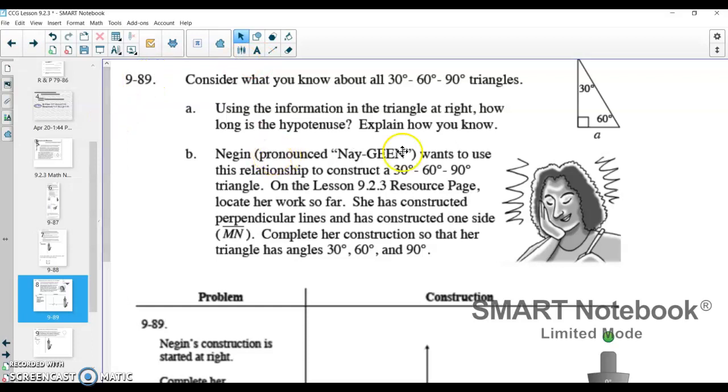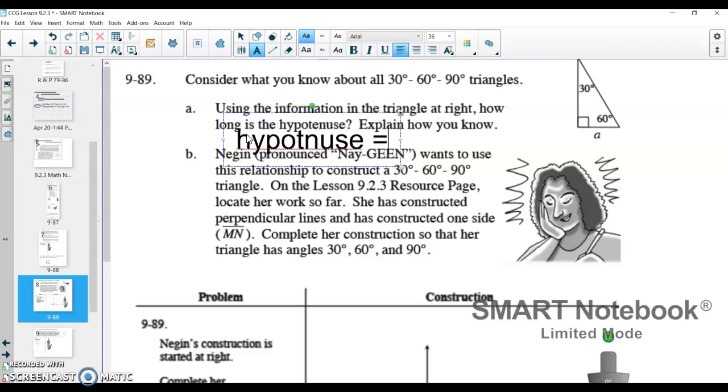That relationship is that the side across from the 30 is the short side, across from the 60 is the short side times the square root of 3, and across from the 90, the hypotenuse, is 2 times the short side. So for this problem in A, the hypotenuse would equal 2 times A, because in a 30, 60, 90 triangle, our hypotenuse is always twice the shortest side.